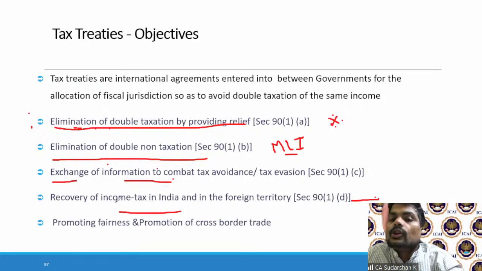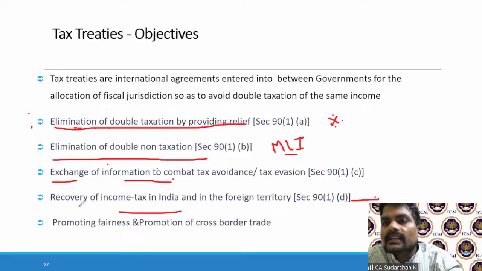The treaties will also help in recovering income tax in India as well as in the foreign territory. Collection and recovery of taxes is also very important, because all these are public international law; once you sign a treaty, you need to abide by it. What if I don't abide by it? What if I sign a treaty and I don't share information?